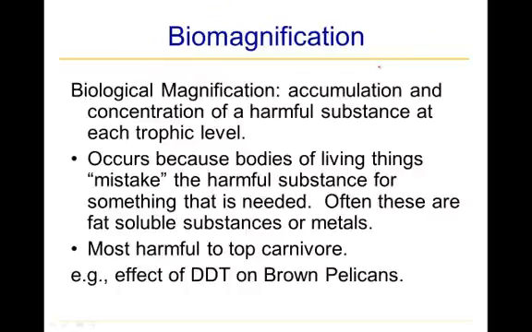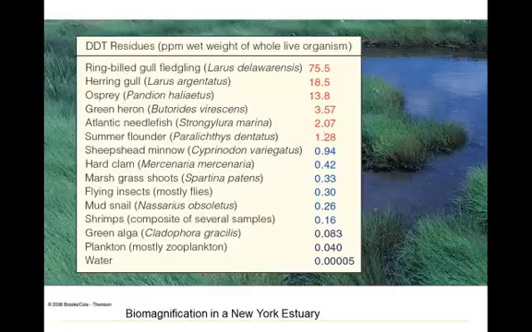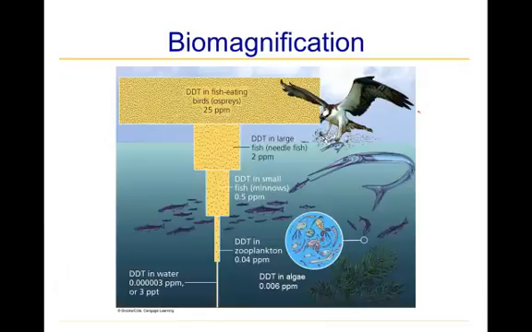So if we look here, of course, I noted it is most harmful to the top carnivore, the effect of DDT on pelicans or other things. Here's some DDT residues from an estuary in New York. I'm not going to belabor the point. Here's some numbers from a food chain, something like the one we're showing. My numbers aren't too far off. They're a little off, but you get the idea, though, I hope.